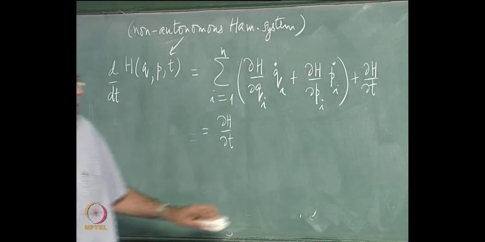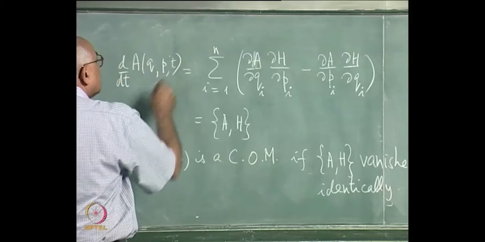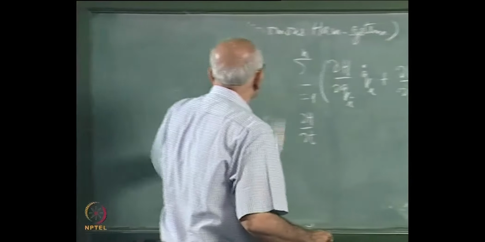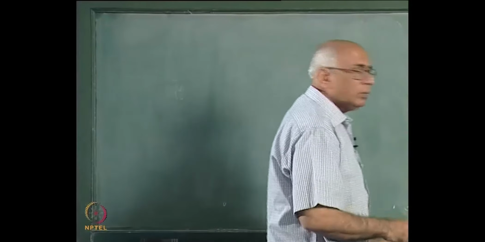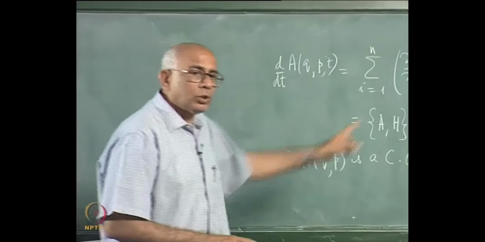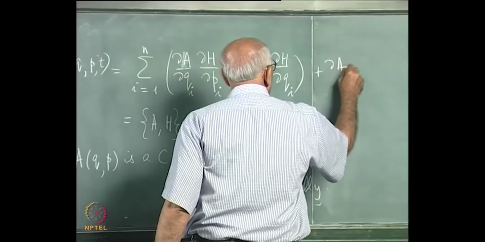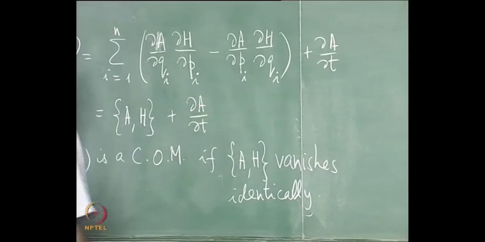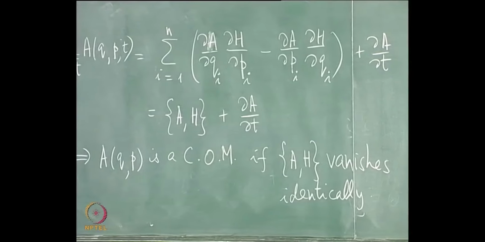What happens if I consider a function A of the dynamical variables which also has an explicit time dependence, independent of whether the system is autonomous or not? So independent of this, I consider a function which has got explicit time dependence. What should I add on the right hand side? I should add plus delta A over delta t, and therefore it is this plus delta A over delta t. We need to modify this statement then.